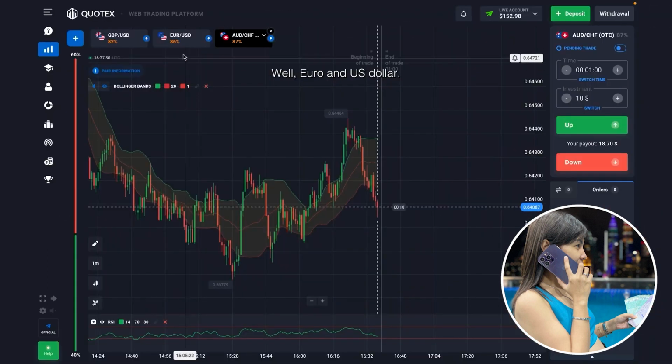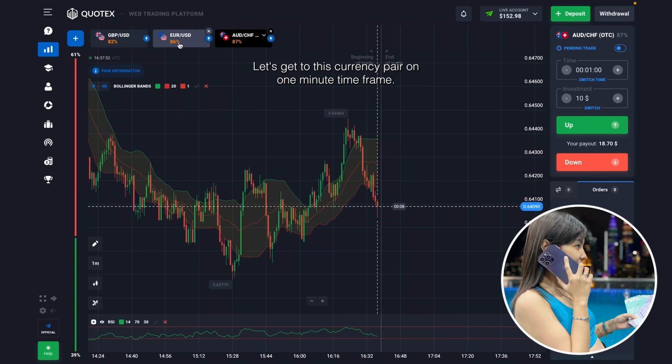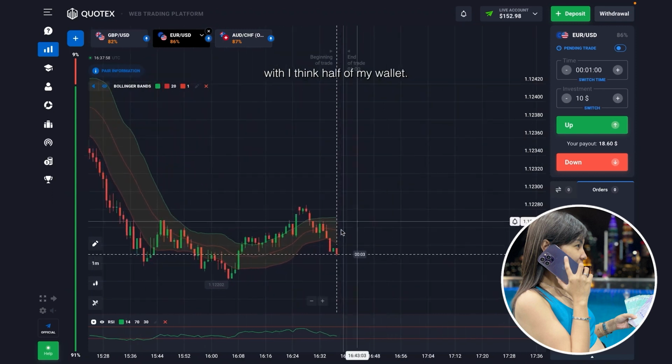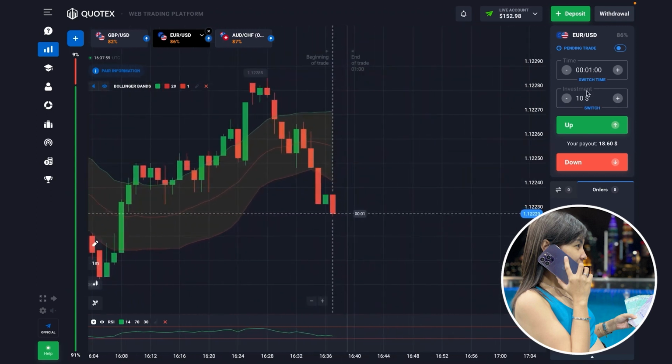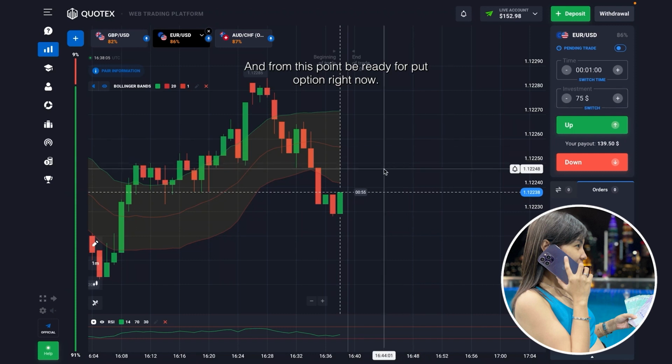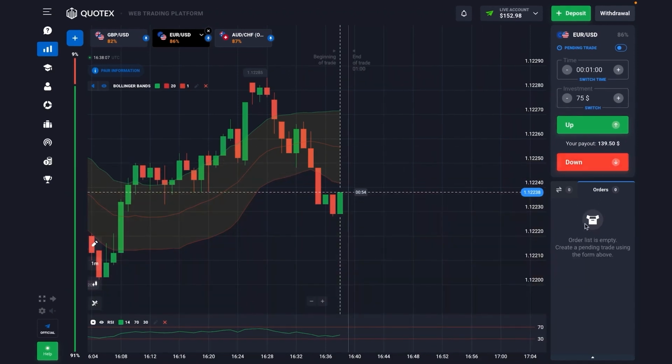So euro and US dollar, let's get to this currency pair on 1 minute time frame, and now it's a downtrend and the period of correction. And let's make it real here with I think half of my wallet. Yes, so $75 here. And from this point guys, be ready for put option right now.